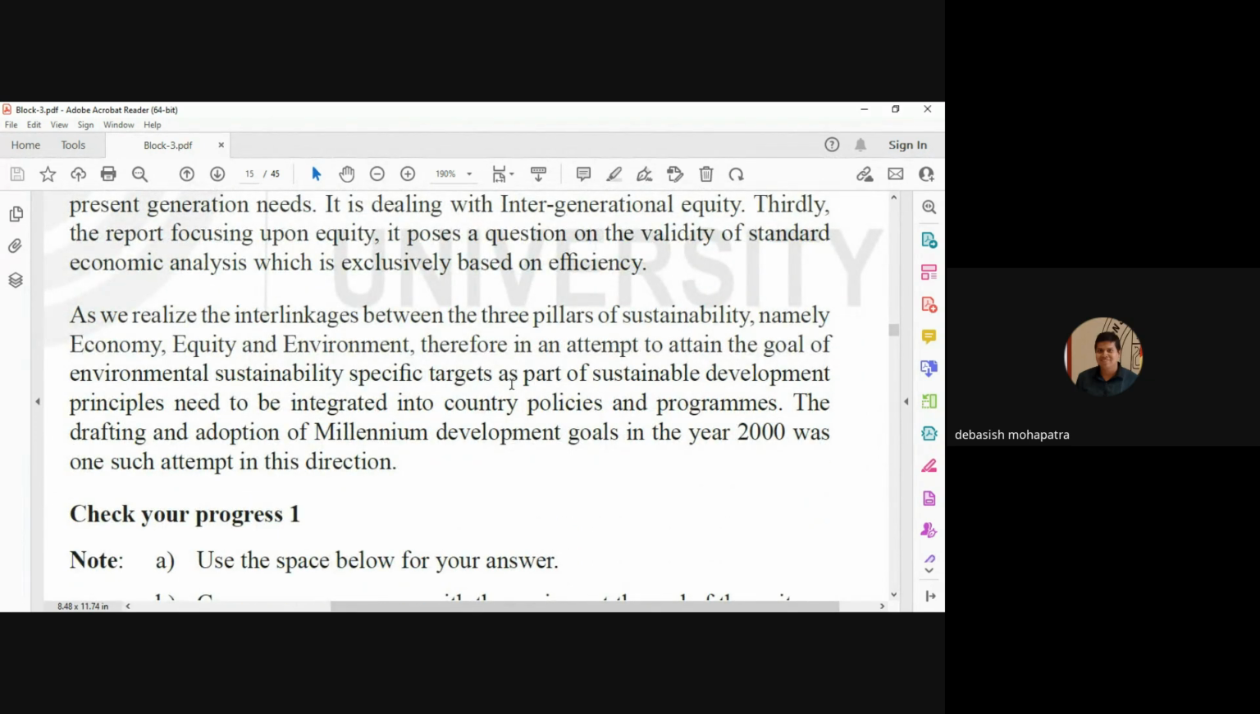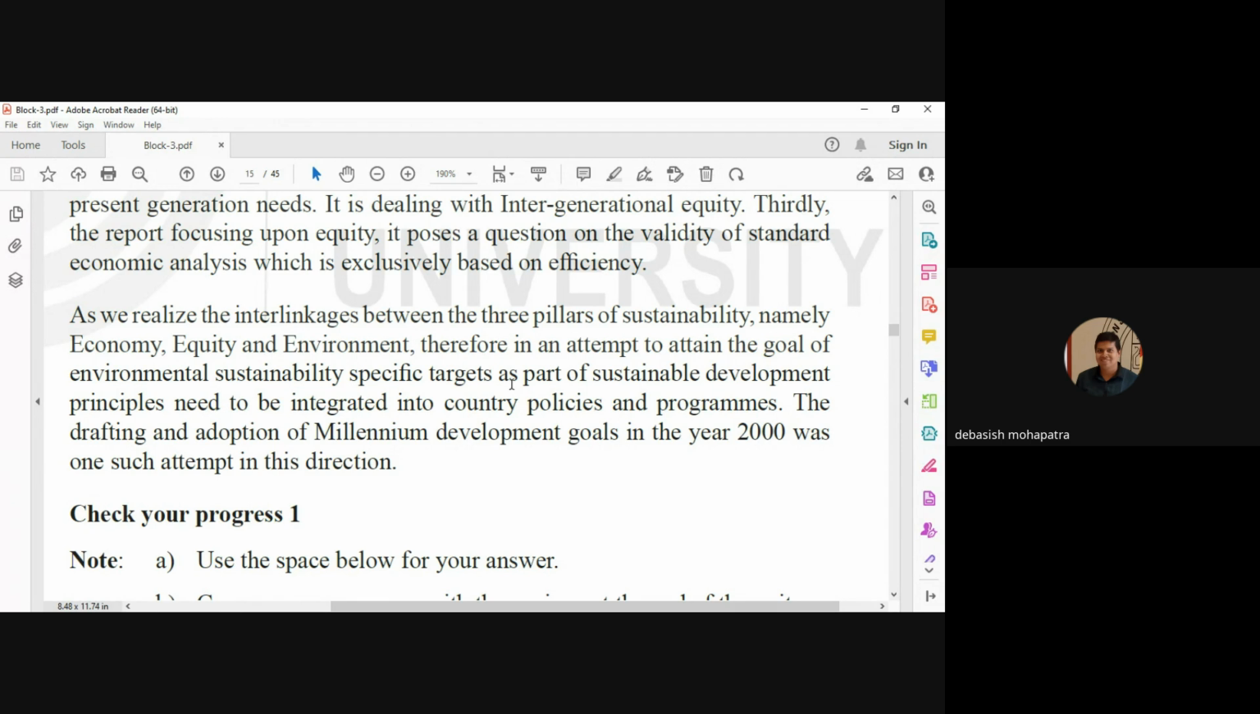So as you realize, there is interlinking between the three pillars of sustainability, namely the economy, equity and environment. Therefore, in an attempt to attain the goal of environmental sustainability, specific targets as part of sustainable development principles need to be integrated into country policies and programs. And the drafting and adopting of the Millennium Development Goals in the year 2000 was one such attempt in this direction.